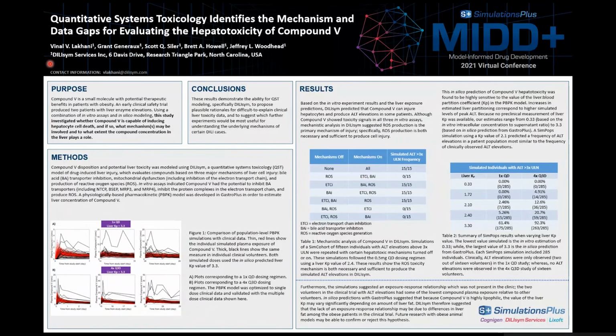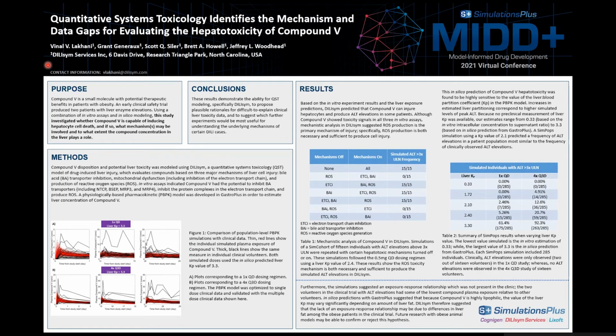I'm a scientist one at DILIsym Services, a division of Simulations Plus. This poster presents a project that was brought to us by a client asking us to investigate their compound, which we've blinded here as compound V, and to assess whether their compound is responsible for drug-induced liver injury.